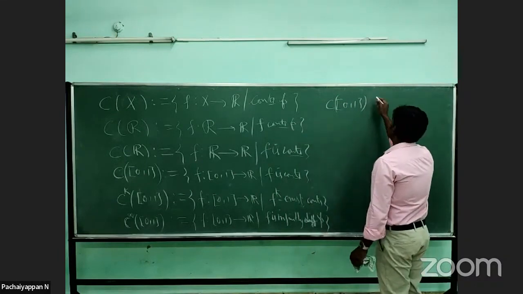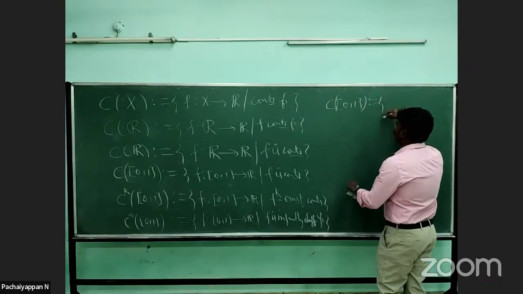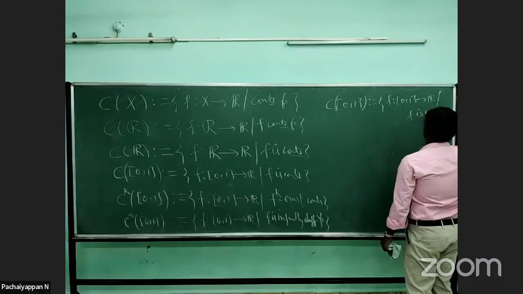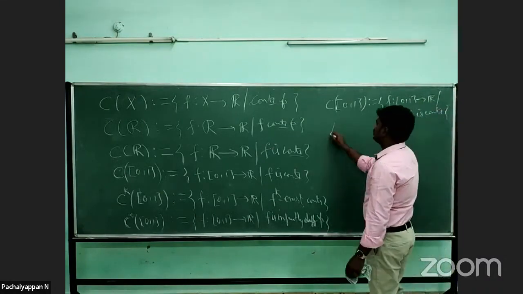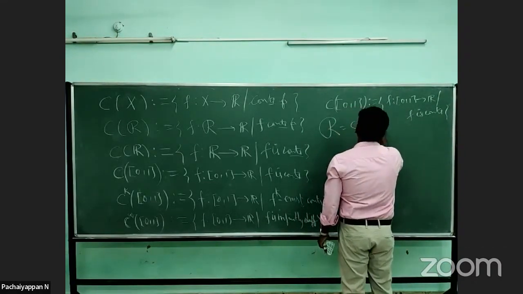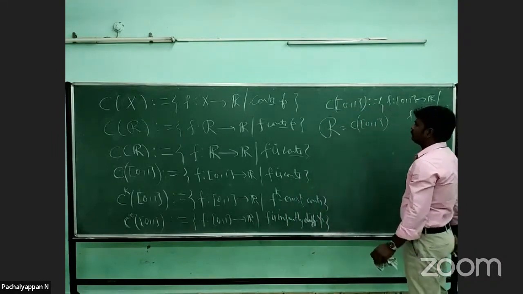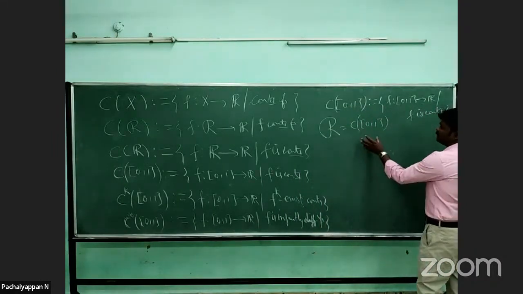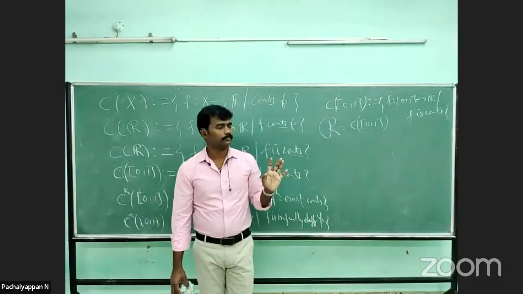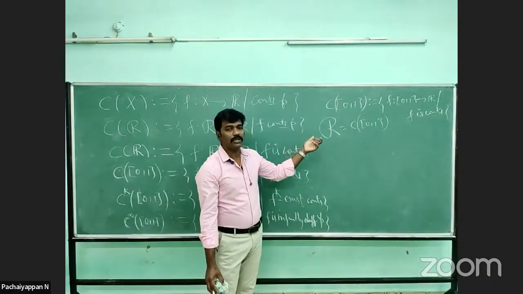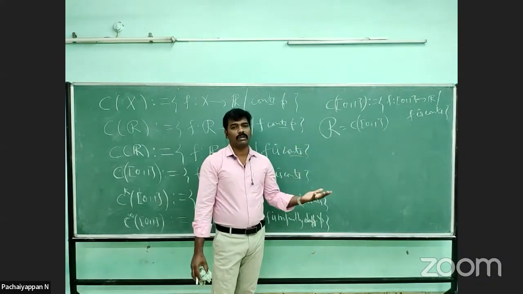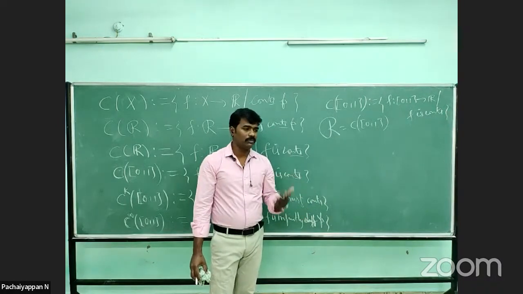Now we take only this: the set of f going from [0,1] to R such that f is continuous. This is our set, C[0,1]. Now the questions are: first, how do the elements look in C[0,1]? Then, whether C[0,1] forms a ring or not. Then we write our previous CSIR question, and then we try to solve the problems.